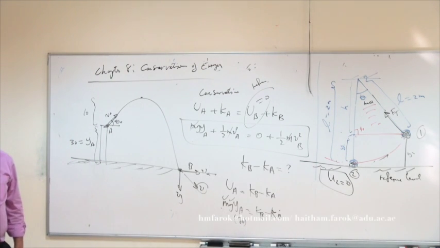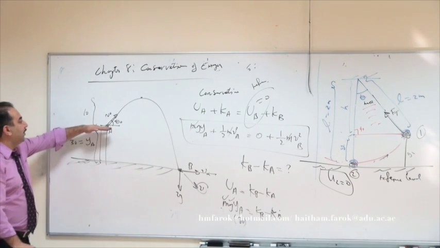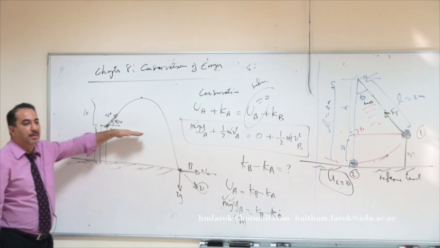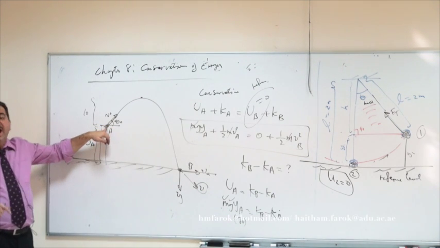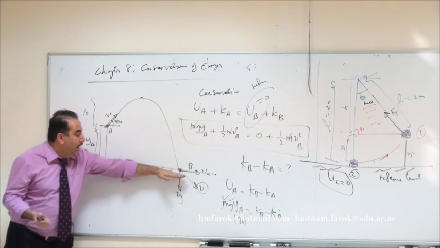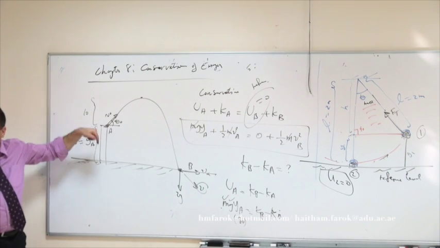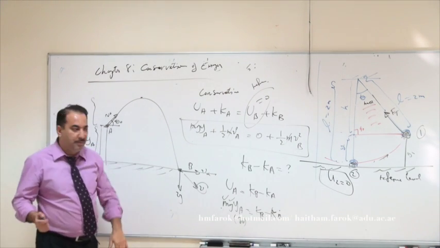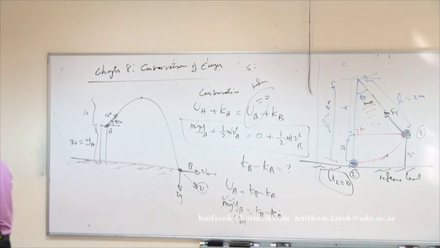What if you put the reference at A? What's the problem? YA will be 0. YB will be minus 30. Below the reference, yeah? So be careful of that. Next question.